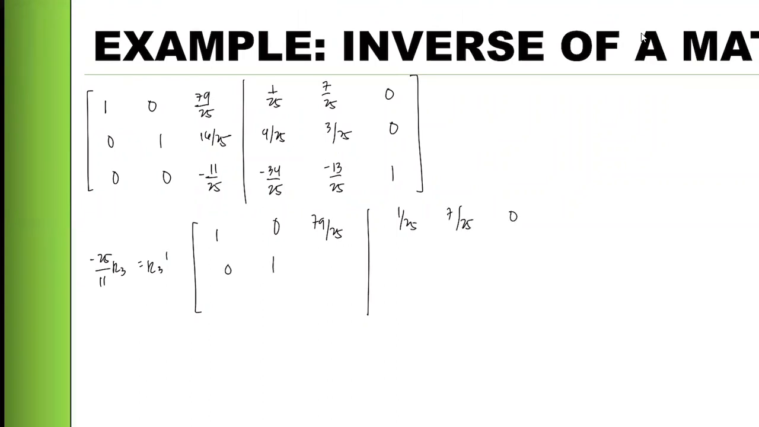Right? So, 0, 1, 16 over 25, 4 over 25, 3 over 25, 0, equals to 0, 0. This will be 1. And then, this will be 34 over 11. And this will be 13 over 11. And we have negative 25 over 11. Okay? Yeah.